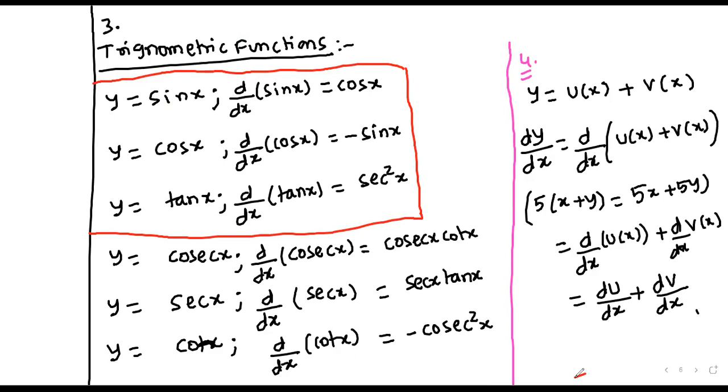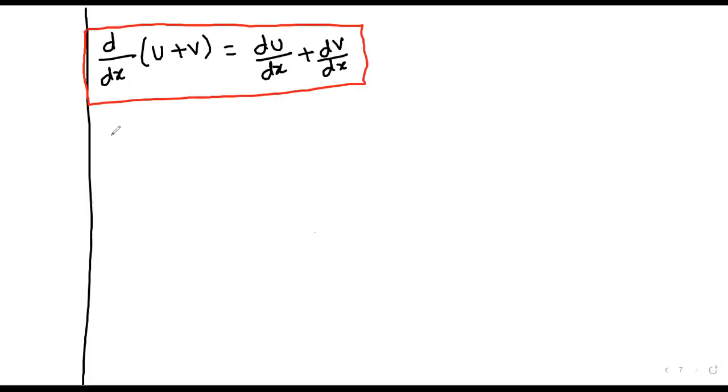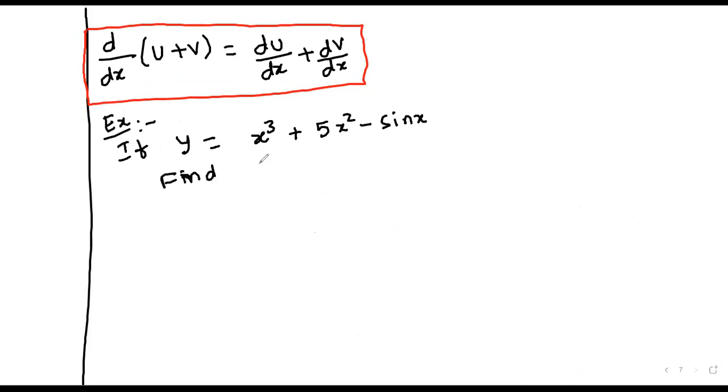This page is completed. Now let us consider an example. Suppose y is equal to x cube plus 5x square minus sin x. Find dy by dx.